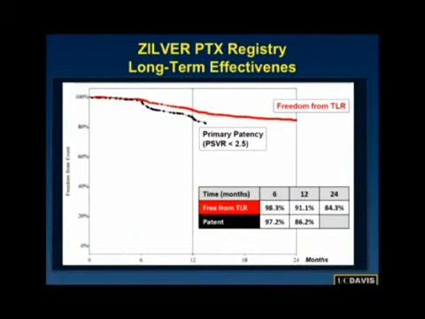And at least from the data that we have from this real-world experience, the freedom from TLR, a clinical endpoint, at 24 months was 84%. And then the primary patency with the PSVR of less than 2.5 was 86%. So favorable, but how that compares with a non-drug-eluting stent, and it's not a randomized comparison, but at least it's some confirmatory evidence that this therapy can be safe, it can be applied, and result in quite reasonable outcomes.